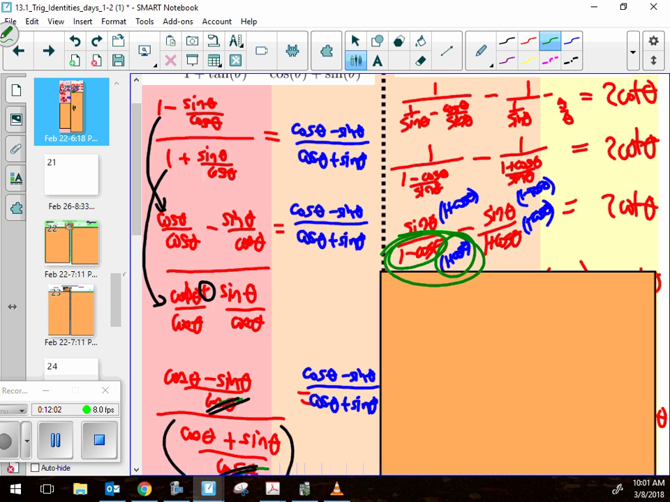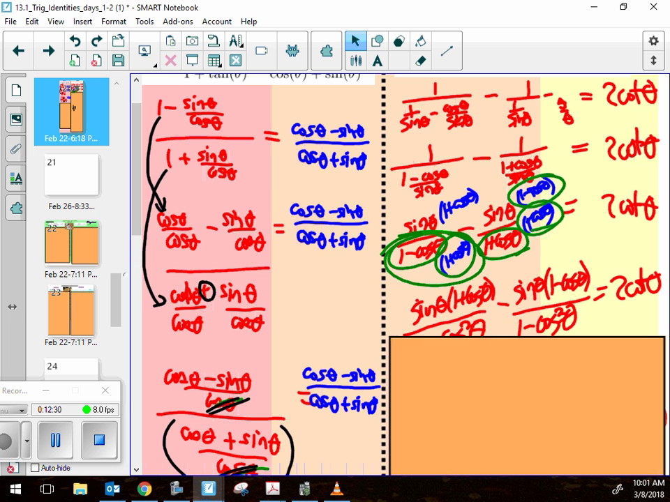What did they multiply by here? They had 1 plus cosine, so they multiplied by 1 minus cosine. I know it's really messy, and I apologize, but it's better than no work. Okay, so they multiplied by and did conjugates. It wouldn't have been as easy to use common denominators, but you could have. So this one involved common denominators and conjugates to get a final answer.